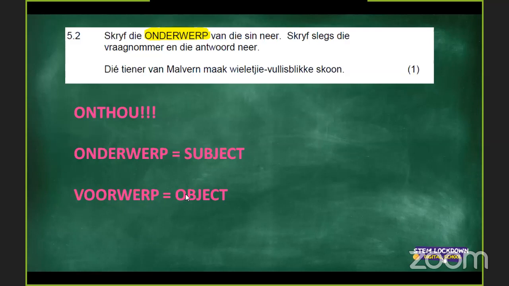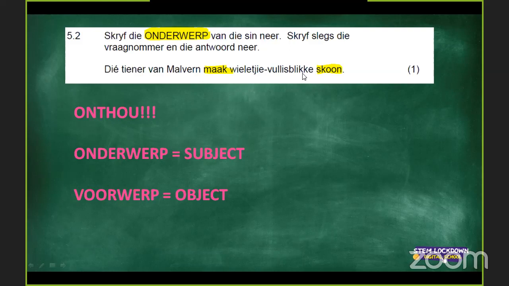So as ons nou hierdie sinnetjie kyk, die tiener van Melvin maak wielietjie vullis blikke skoon. Okay, so what is the onderwerp in hierdie sin. So if I have a look, first try and identify your verb because it just makes it easier. Put a mark, my verb, and just highlight it. My verb is maak, and then skoon is part of the verb. So now I'm left with two things: die tiener van Melvin en wielietjie vullisblikke.